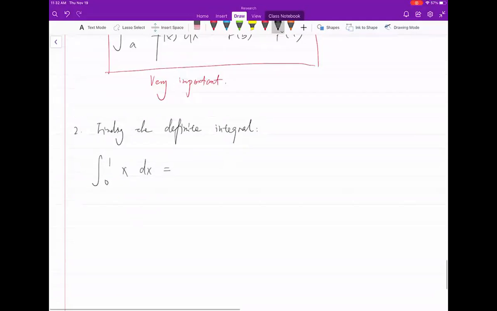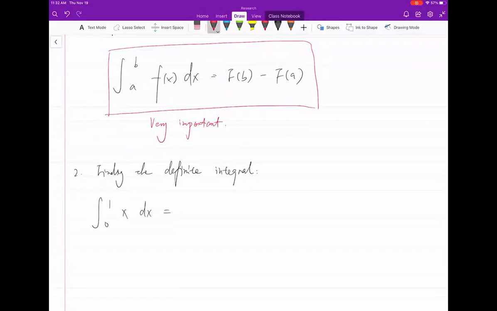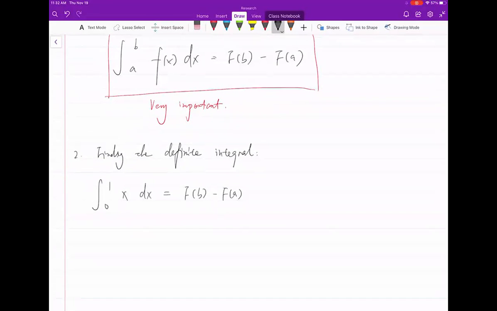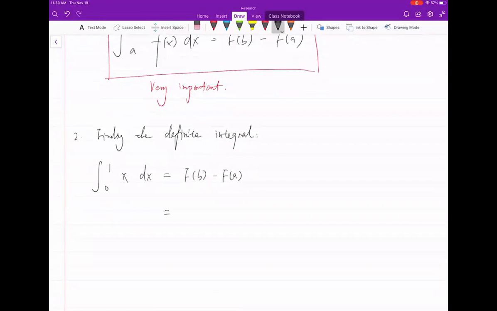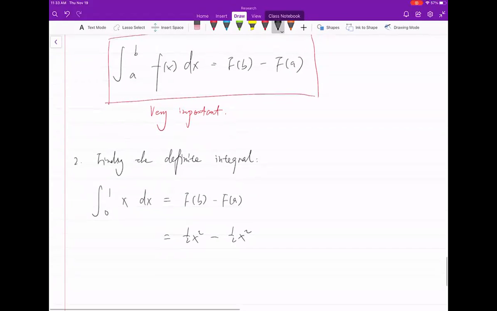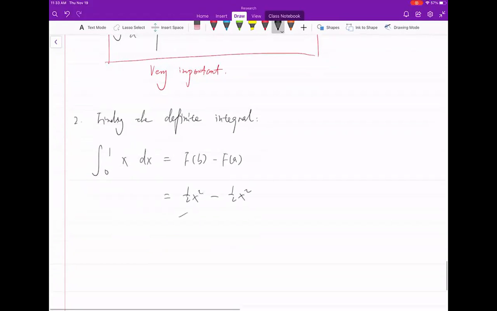Now forget about it. Check. F of x, A, B, right? So this one equals F of B minus F of A. What is F? F is the antiderivative of x. Do you know the antiderivative of x? 1/2 x squared. For both. Good so far? The only difference, for this one you plug in B, which is 1. For this one you plug in A, which is 0.